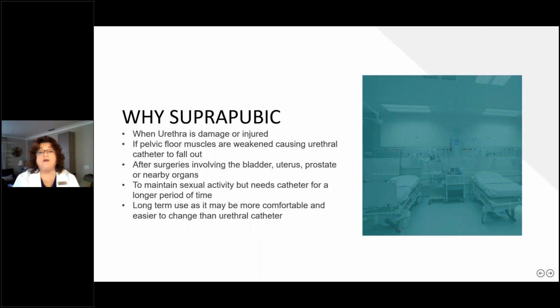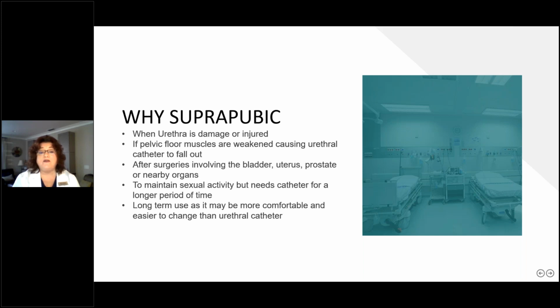So why would we use suprapubic? If the urethra is damaged or injured, or sometimes the pelvic floor muscles are so weak that they can't even hold in a balloon, regardless, so they would just fall out. So sometimes they have to do it for that reason. After surgeries involving the bladder, the uterus, the prostate, or any nearby organs, they're going to want to put in a suprapubic for that as well.